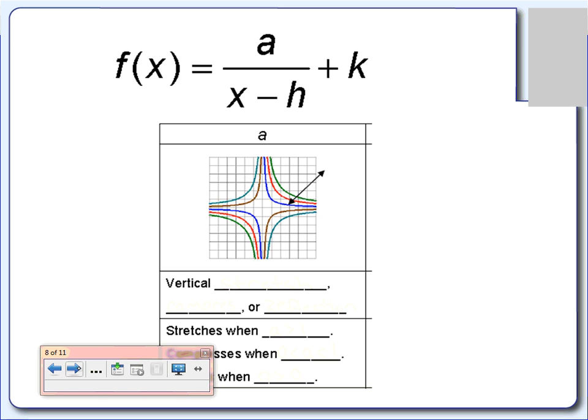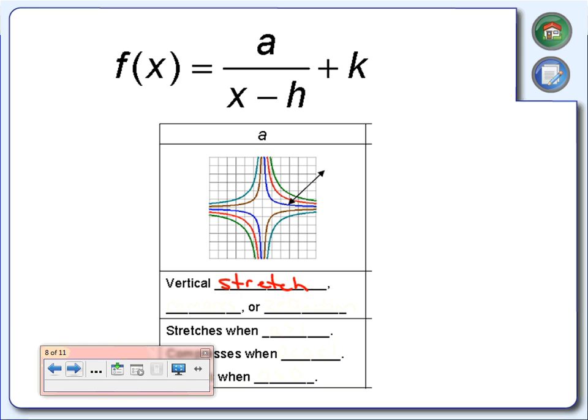Well, let's take a look here. Let's start with the a. What exactly is our a going to be doing to our graph? Well, it can do one of three things. That's why we have three blanks down here at the bottom. It says vertical blank, blank, or blank. What are the three things that a is going to do to the graph? Well, the first thing it can do is it can stretch it. We can have a vertical stretch.